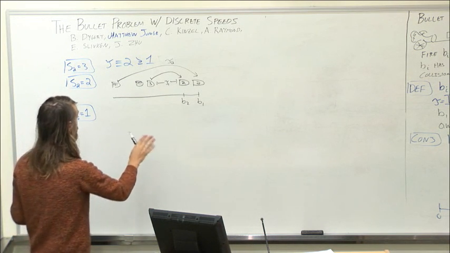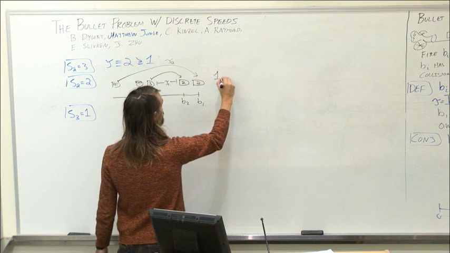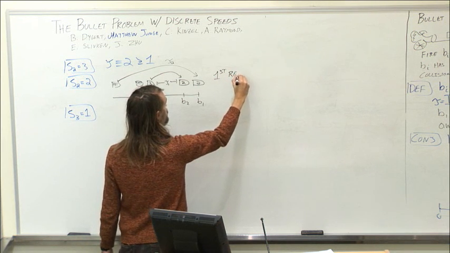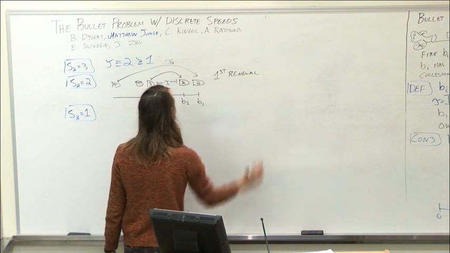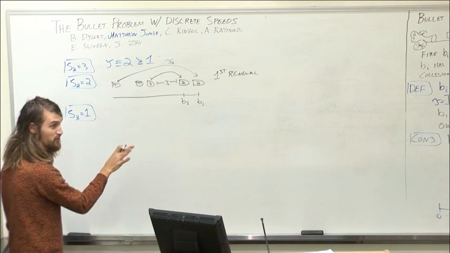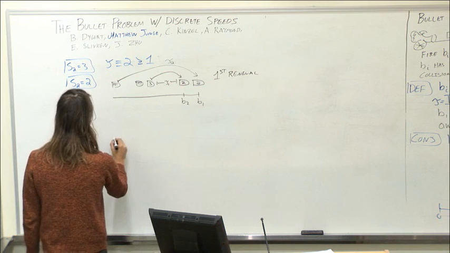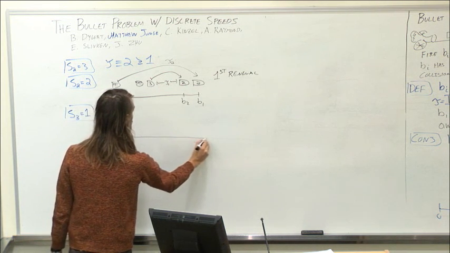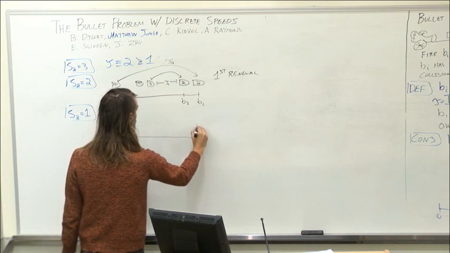So we just use, this was by the first lemma. So now we want to make use of the second renewal lemma, because the picture is going to look like that a bit. So in this situation, we're followed by a speed 1 bullet.